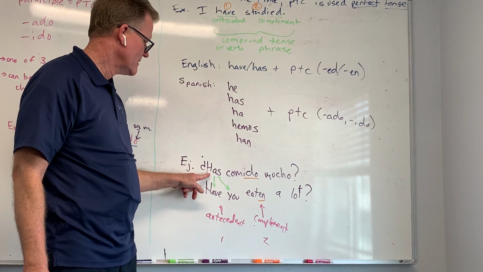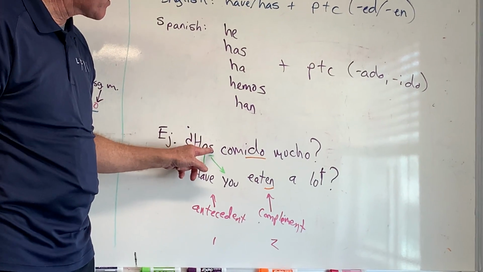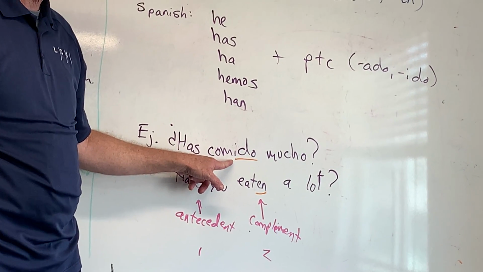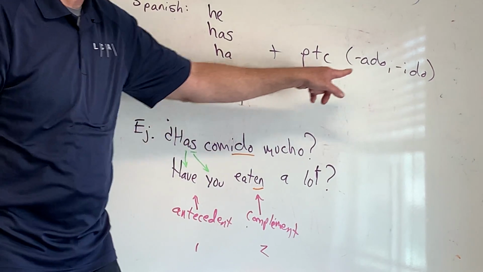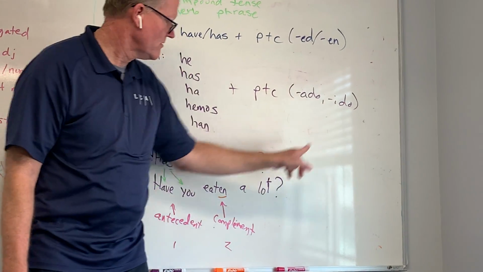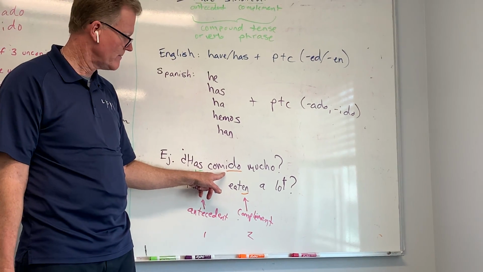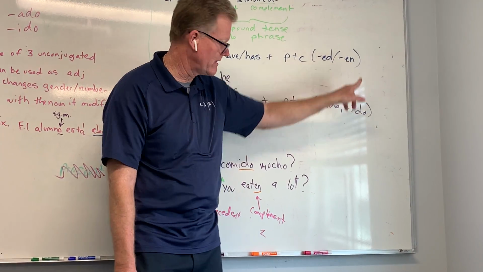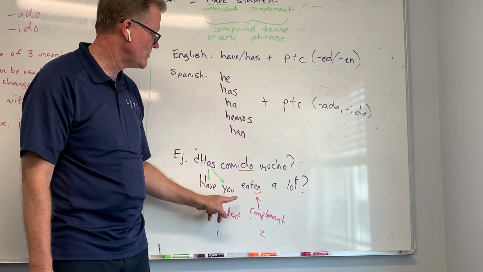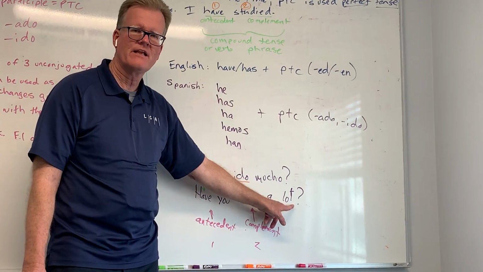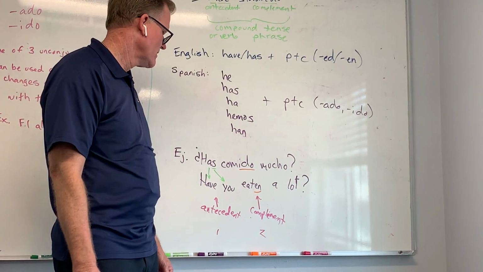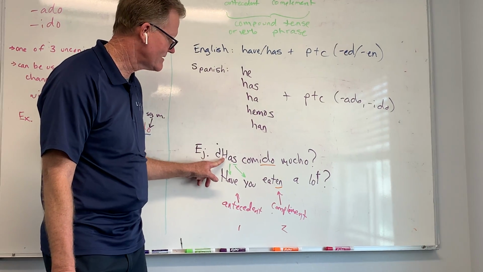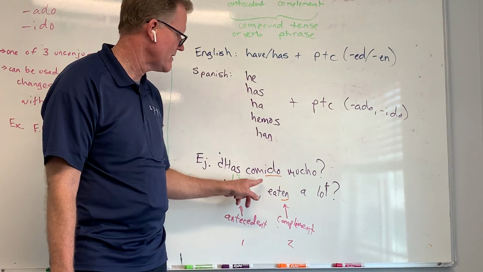So, has gets translated have, and the has part, the s, tells you that it's you. Have you. Comido is our participle in Spanish. We recognize it because the participle ends in ido, if it's an er verb. Comer is an er verb. And that gets translated into a participle that has en in English, eaten. Have you eaten mucho? A lot. Have you eaten a lot? ¿Has comido mucho? All right, very good. So verb form number 1, antecedent, has. Verb form number 2, complement, comido.